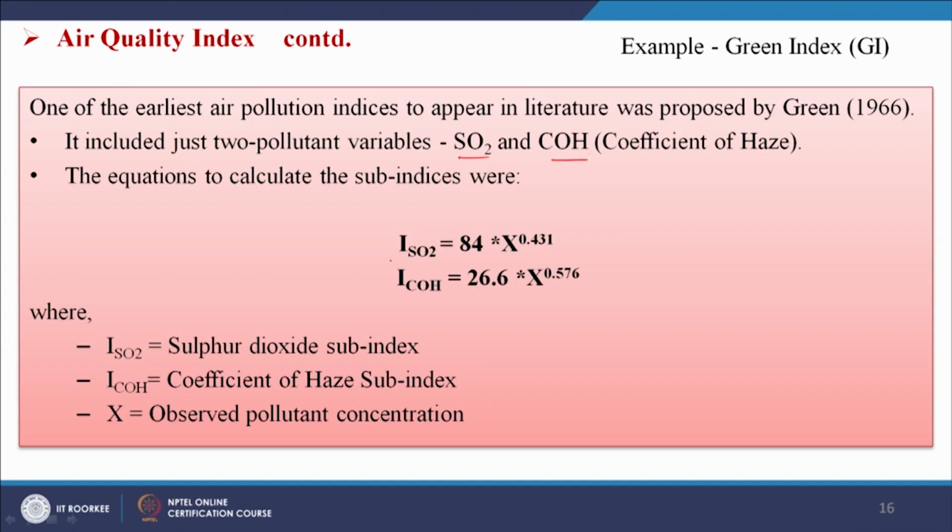So, the individual impact of SO2 is a function of x, a linear function. ISO2 equals 84 times x to the power 0.431 and ICOH equals 26.6 times x to the power 0.576. So, that is as per the Green Index, and these are the individual indices: ISO2 is the sulfur dioxide subindex, ICOH is the coefficient of haze subindex, and x is the observed pollutant concentration.